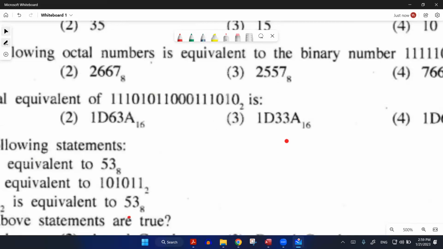Right, let me make this bigger. You are going to divide this number into 4-bit groups, which goes like this. Each group contains the place values 1, 2, 4, and 8.